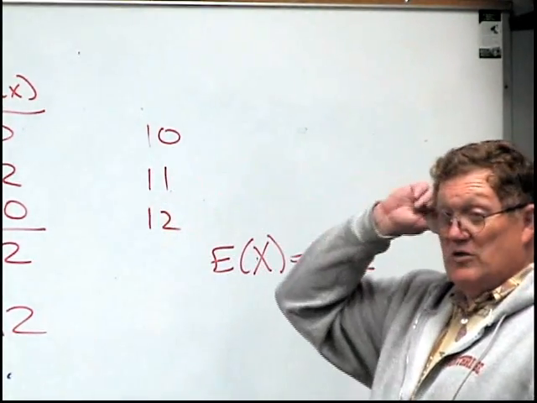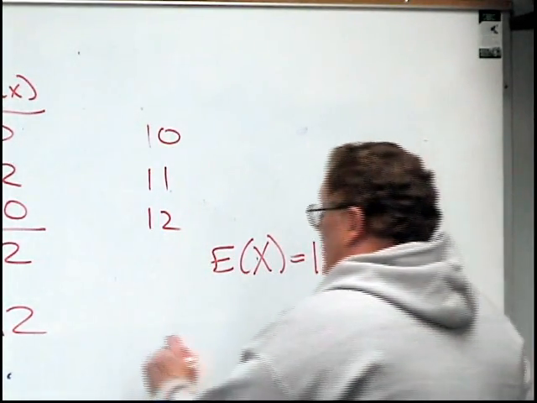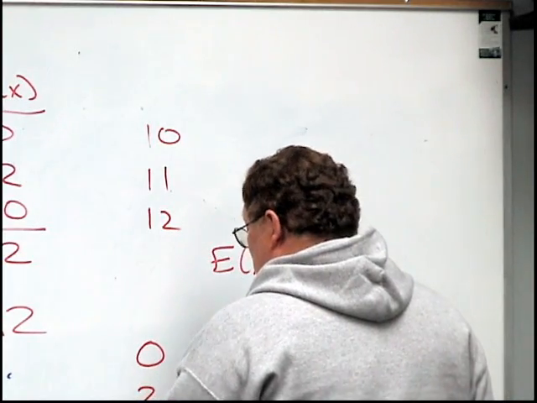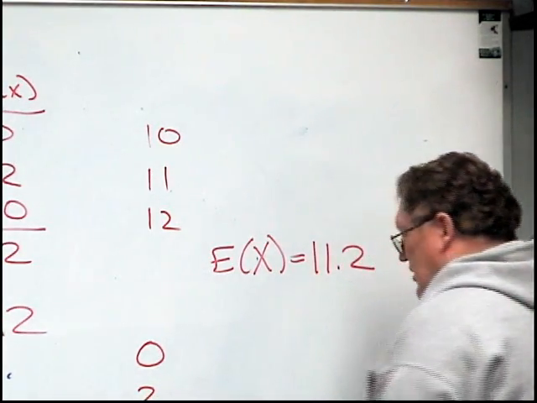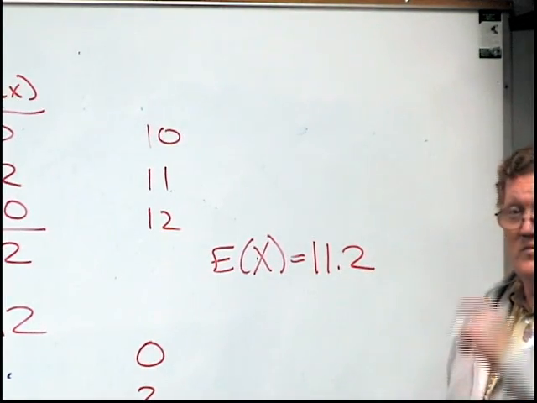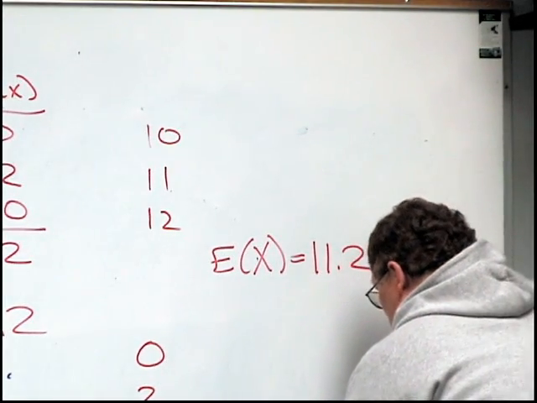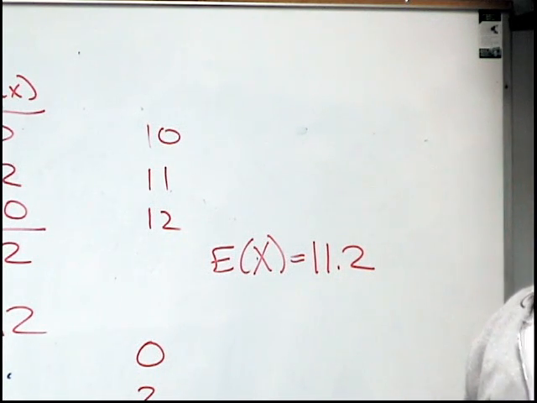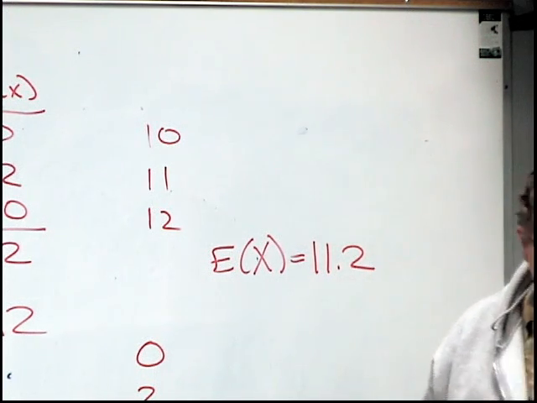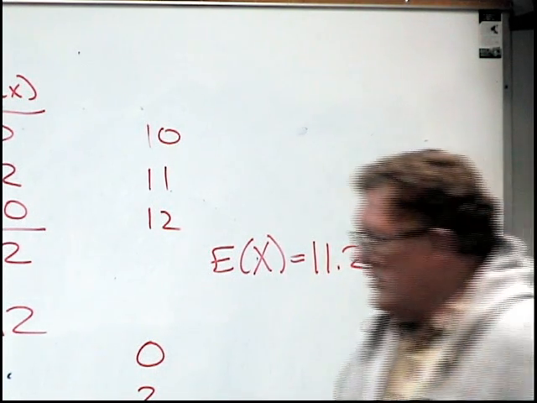What would happen if I doubled all those numbers? If I did it with 0, 2, and 4? Can you tell me what the expected value is without doing any work? Good. The expected value is going to be double. If you double all the numbers, the average of those will be twice as big. Okay, good. Took care of that one quick.